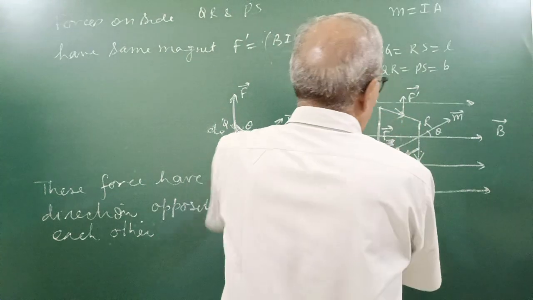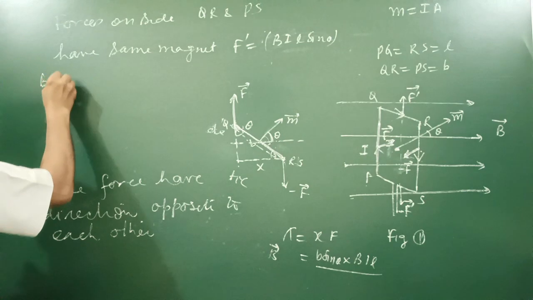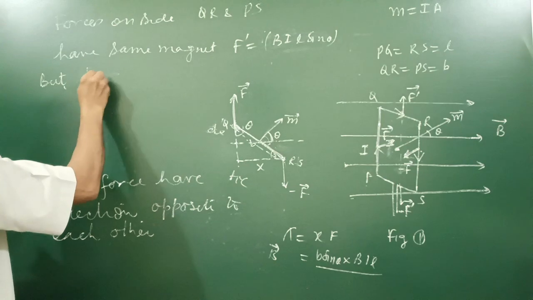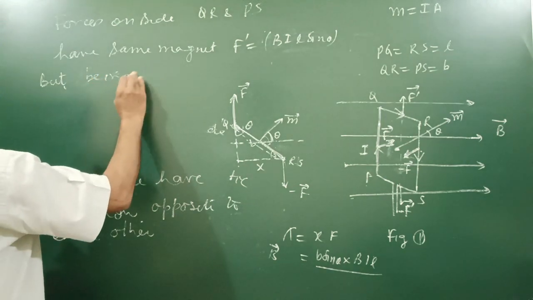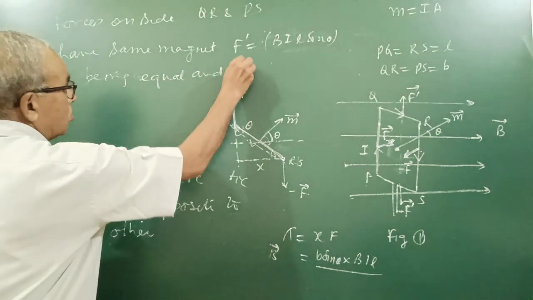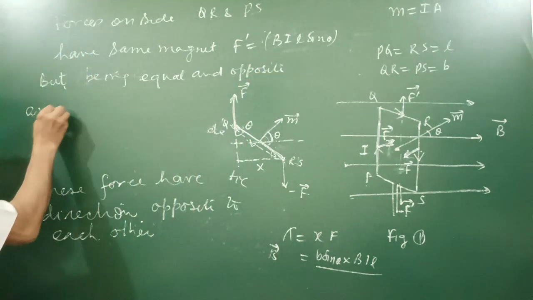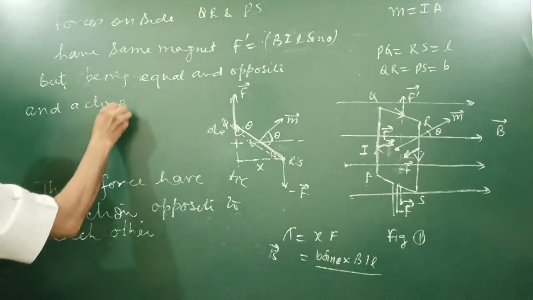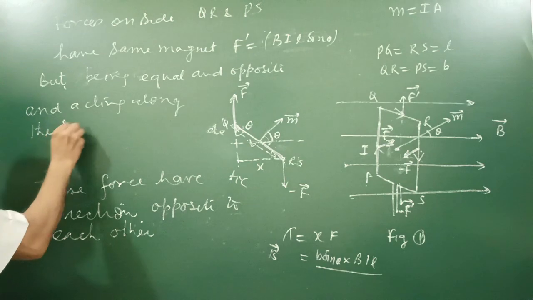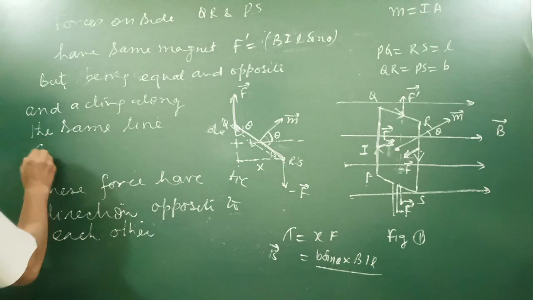If theta becomes 0, means they become parallel, then force is 0. But being equal and opposite and acting along the same line, they cancel each other.